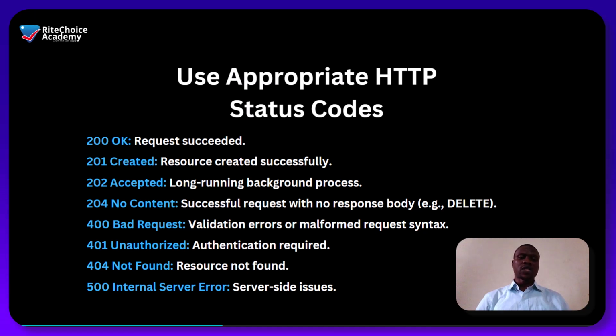Just like you can see on the screen, if you have 200, that means the request succeeded, 201 created, 202 accepted, and this 202 is very important. Let me talk about it. If you have a situation whereby you have to dispatch a job or put something in a queue in the background, to make sure that the client side is able to know that the request is successful, you need to return something like 202 to say this request is accepted and we are doing something on the back end.